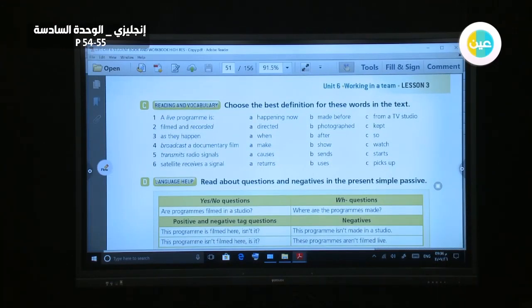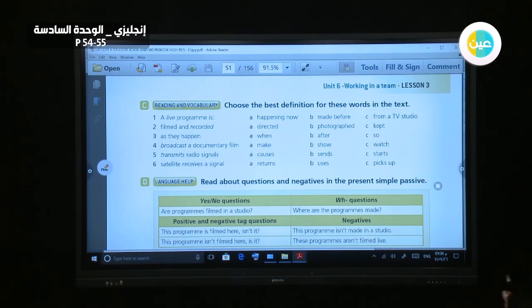C. We have reading vocabulary. Choose the best definition for these words in the text. We have number 1, a live program. What does it mean, live program? Number 2, filmed and recorded. 3, as they happen. 4, broadcast a documentary film. 5, transmits radio signals. Number 6, satellite receives a signal. Now please choose A, B, or C.